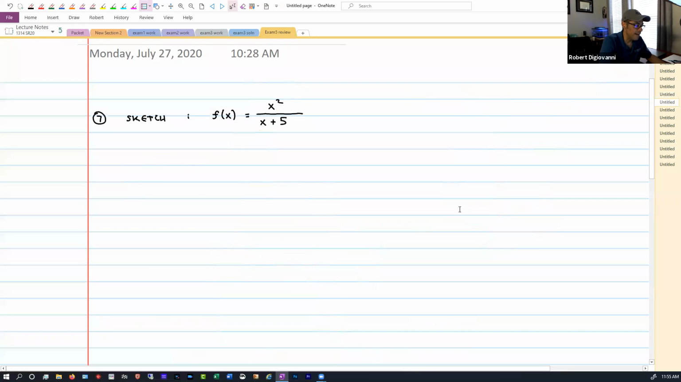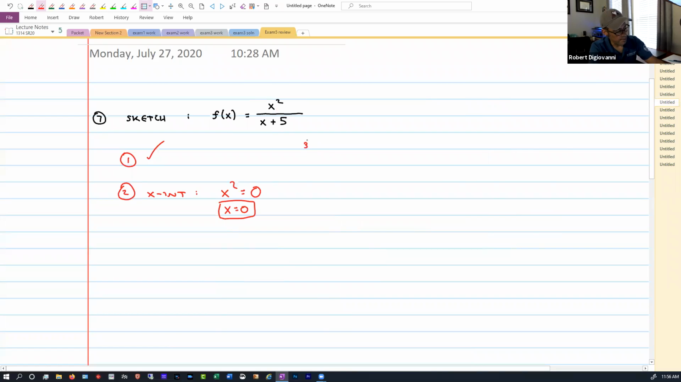Okay, let's look at the last rational function. Okay, it's rational. Second step, x-intercepts. So I'm going to set the top to 0. That should be pretty straightforward. The only number that you can square and get 0 is 0. So that was pretty clean.